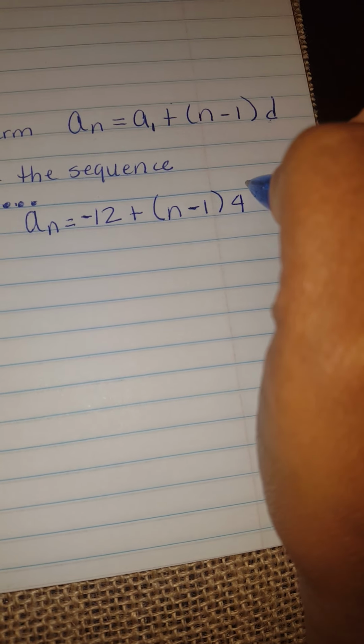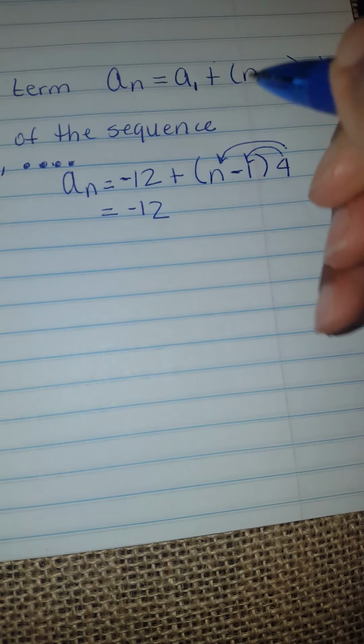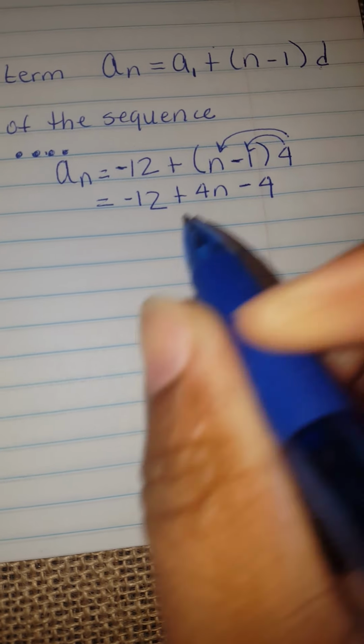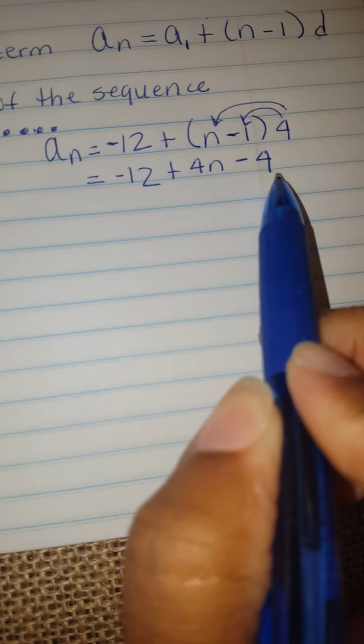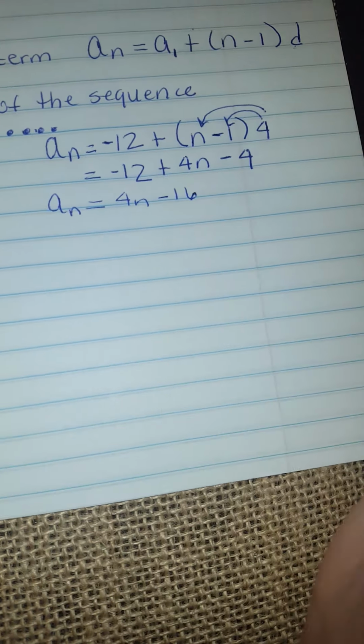Well, now we're going to simplify this by using our distributive property. And that's going to give us -12 plus 4n minus 4. We have these two like terms here that we can combine. So we have 4n minus 16, and that is our a sub n.